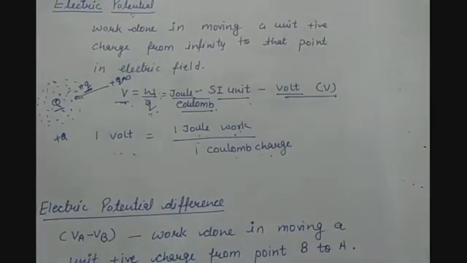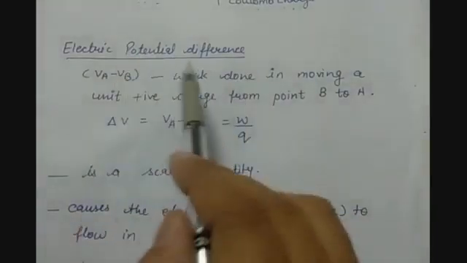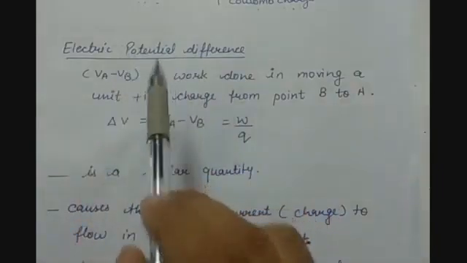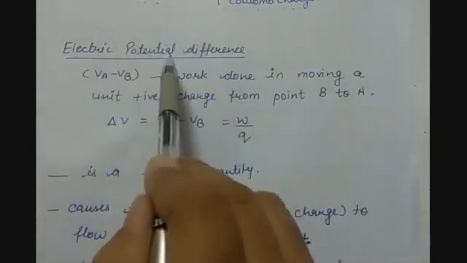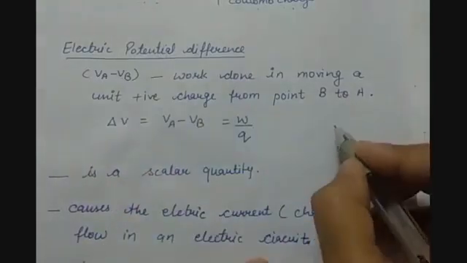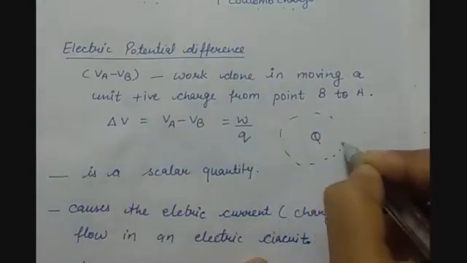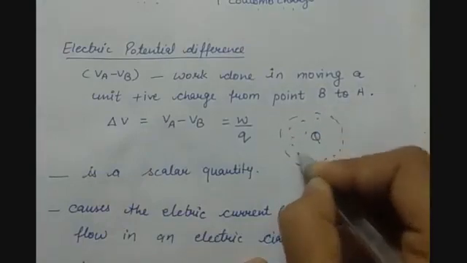Then we have electric potential difference. Electric potential difference, as the name suggests, will be the difference in the electric potentials. But of what? So suppose we have a charge Q which has a region, known as the electric field, around it.